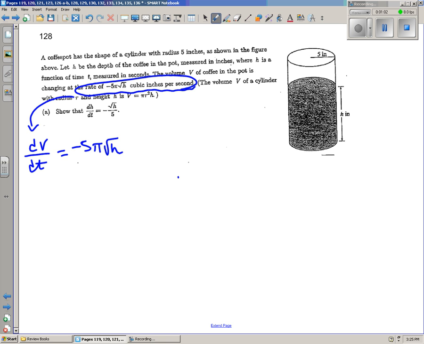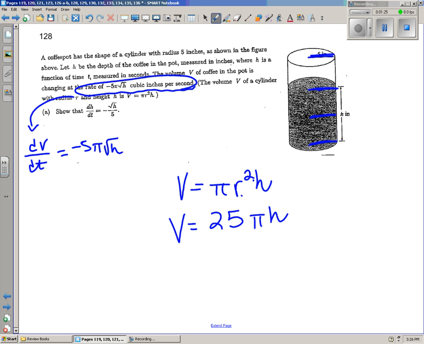Well, the volume is pi r squared H. But here's the thing. It's a cylinder. The radius at the top is 5. The radius here is 5. The radius here is 5. The radius is always 5. So that quantity is not changing. So I'm going to actually put that in. R squared would be 25. So V is 25 pi h.